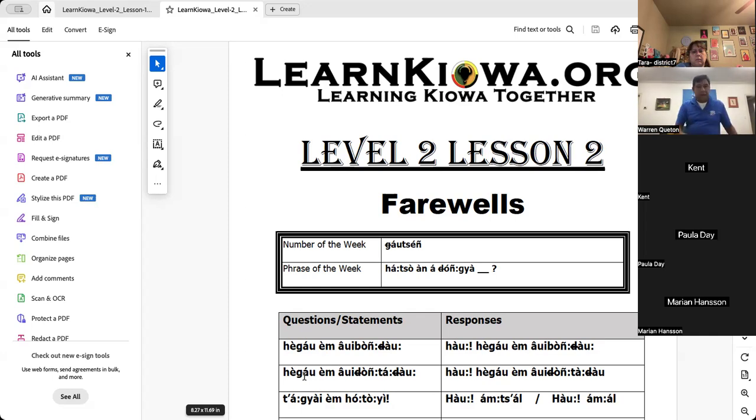Print it off, the same thing. Hold on a second. Let me just print the other sheets off here.